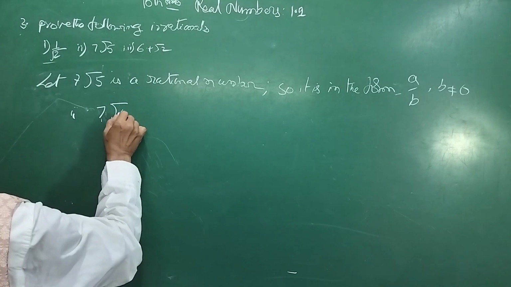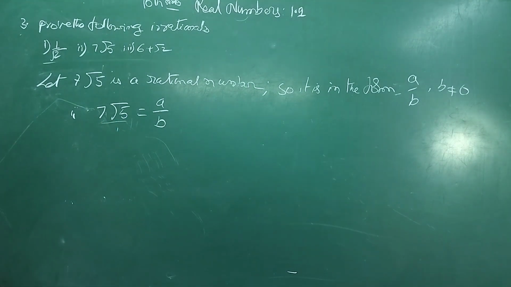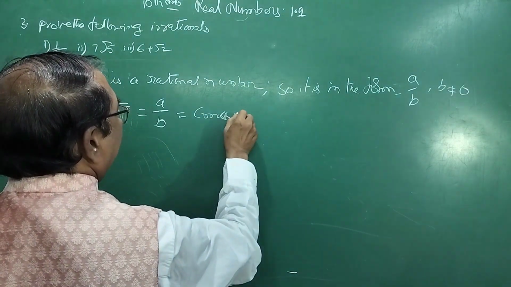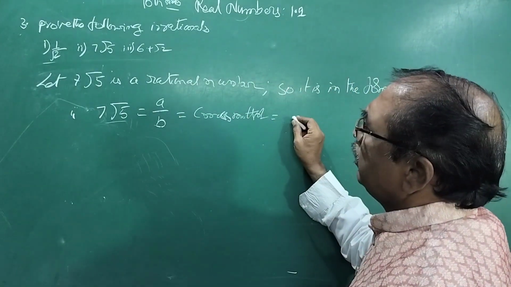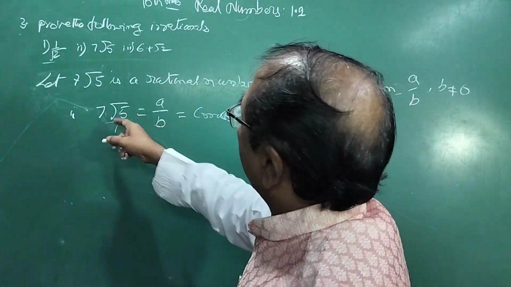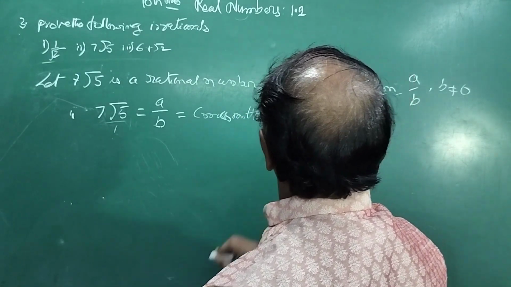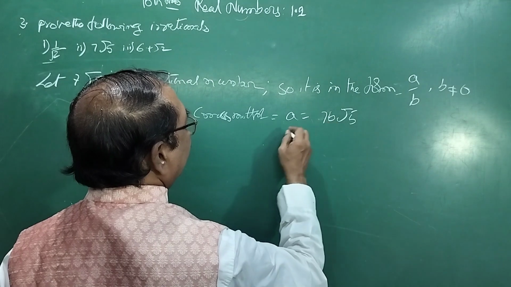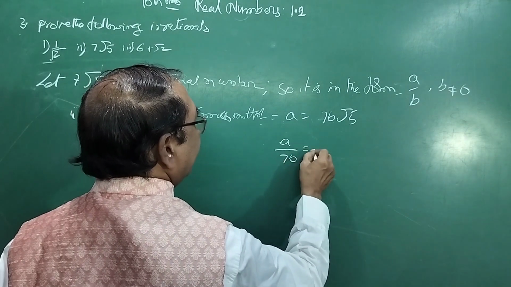Therefore, 7 root 5 is equal to a by b form. 7 root 5 means 1 is there as the denominator. Let us do cross multiplication. Then a is equal to 7b root 5. Isn't it? Let us bring 7b to the other side. Therefore, a by 7b is equal to root 5.